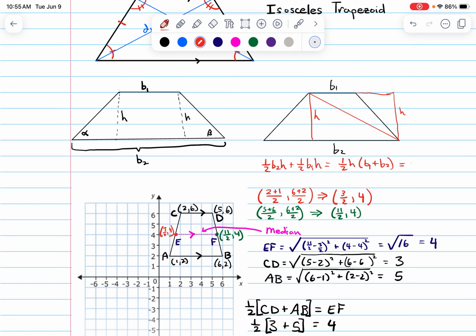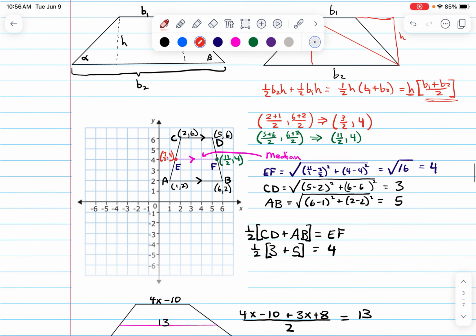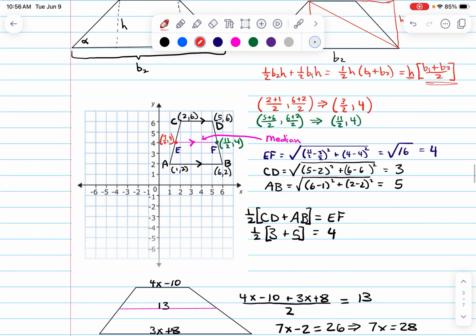That's the area of the trapezoid. Now, another way to look upon that is the height times the average of the bases. But that's the formula for the area of a trapezoid. 1/2 the sum of the bases times the height, or the height times the average of the bases, however you want to look at it. Okay, now I want to talk about something else. I want to talk about the median.